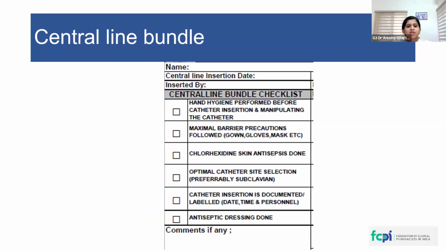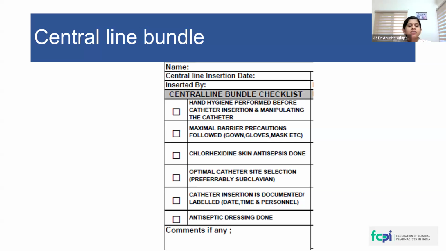So this is the insertion checklist. Hand hygiene must be performed. Are the doctor and the people involved in the team of CVC insertion wearing gown, gloves, mask, etc.? Is the skin of the person prepared with chlorhexidine? The patient's skin has to be prepared with chlorhexidine. Is the optimal site selected? And the optimal site is always the subclavian. Only if for some reason you do not have access to subclavian, then the other veins can be chosen.